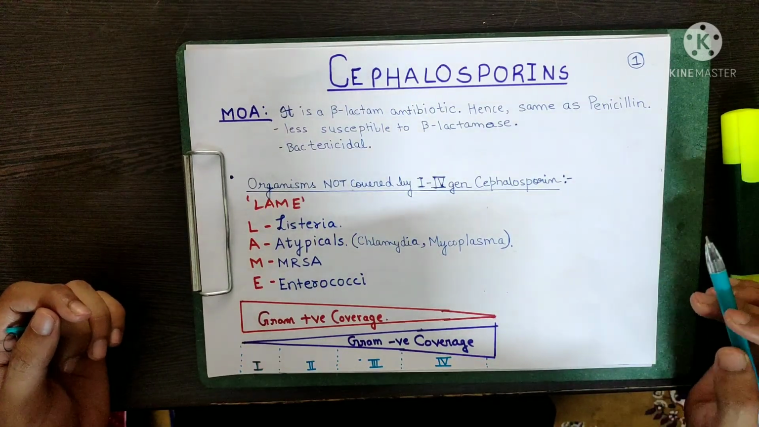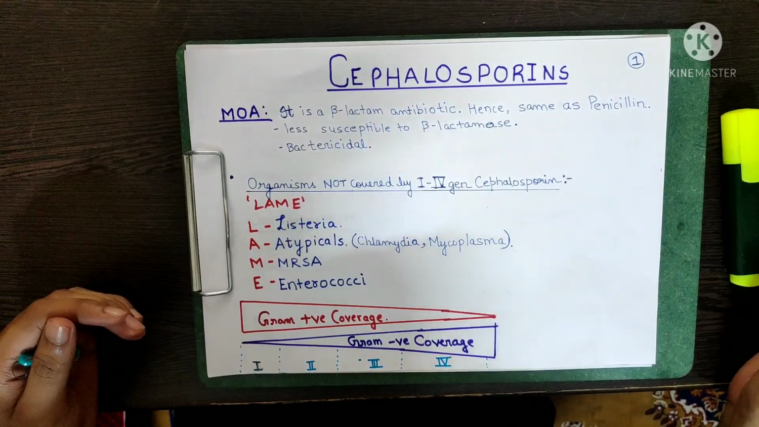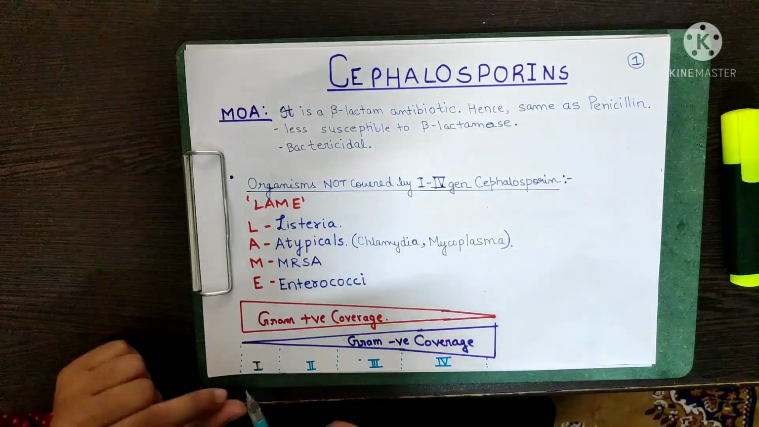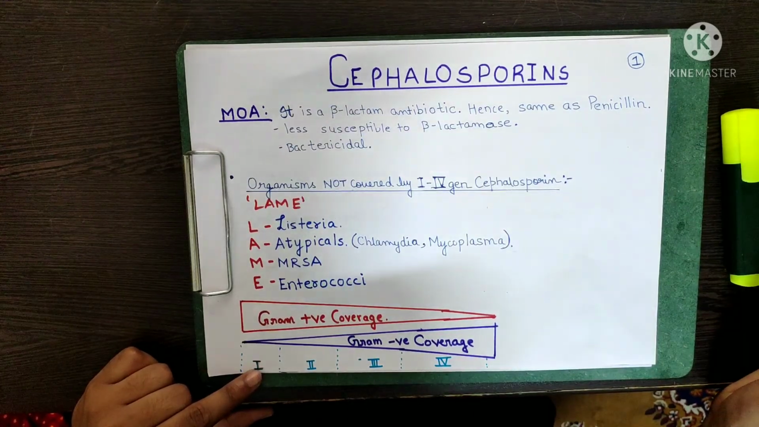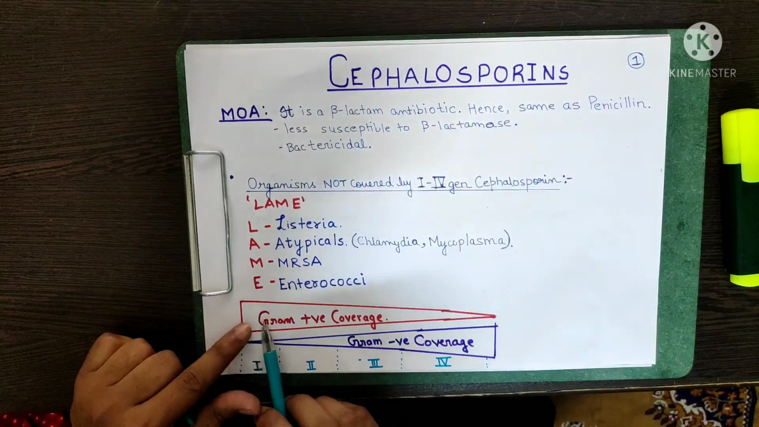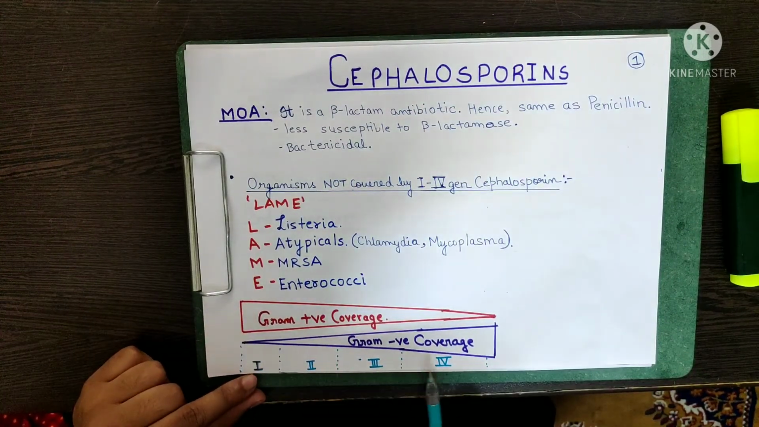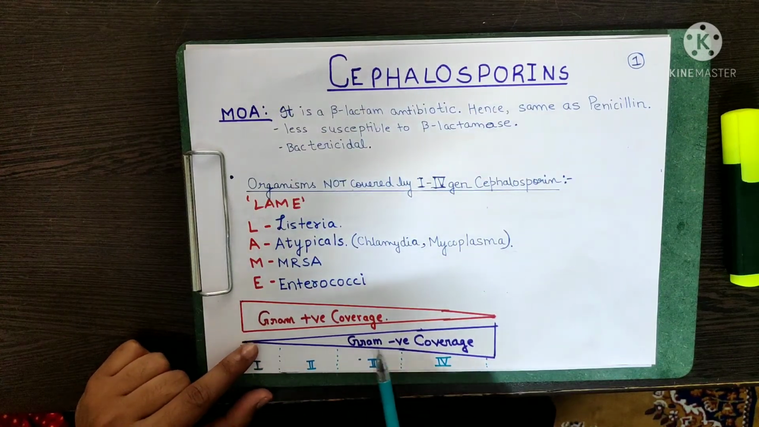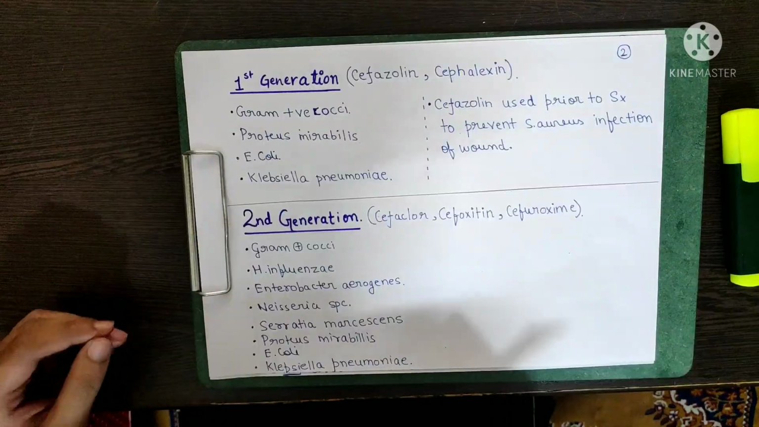Another important point about cephalosporin is the gram positive and gram negative coverage of these drugs. Remember that I already told you that the cephalosporins are divided into first to fourth generation classes. So one thing that you have to remember, in general, the gram positive coverage of cephalosporins decreases as we go from first to fourth generation, and the gram negative coverage increases as we go from first to fourth generation cephalosporins.